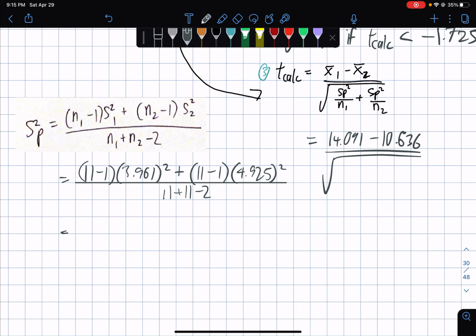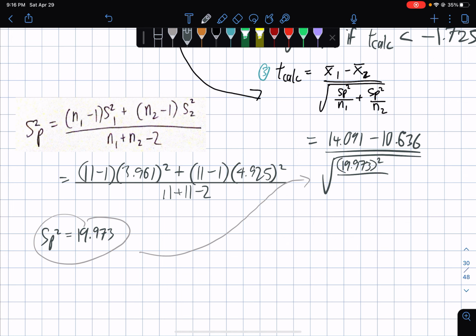Okay, so what is the result of this? Put the values in the calculator, let's find out. 10 times 3.961 squared plus 10 times 4.925 squared over 11 plus 11 minus 2. We have 19.973. Sp squared is 19.973.